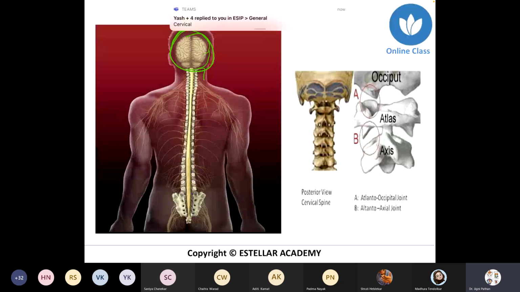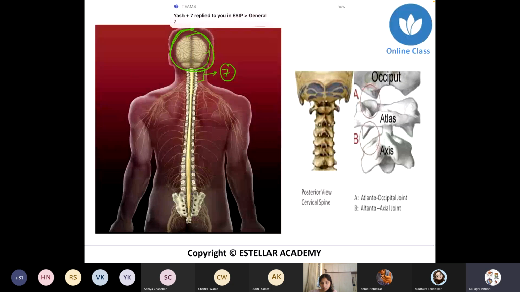Cervical, very good. How many cervical in number? I need answer to be very quick. How many cervical vertebrae? 7, very good. Now, the skull is resting on the first cervical vertebra or the last cervical vertebra?